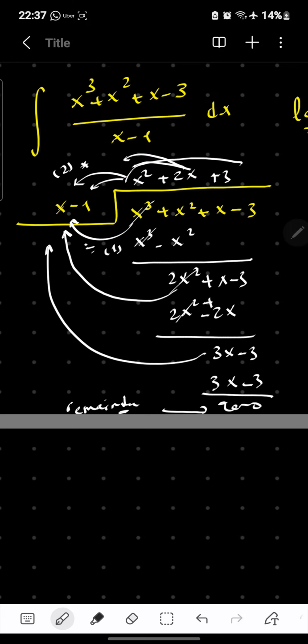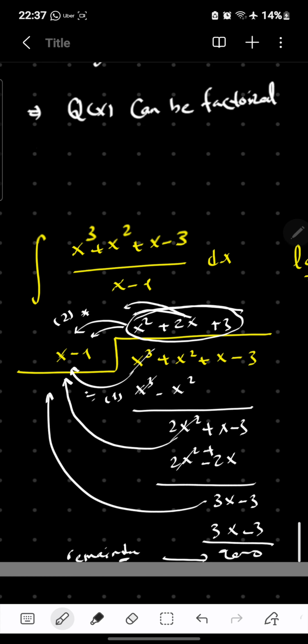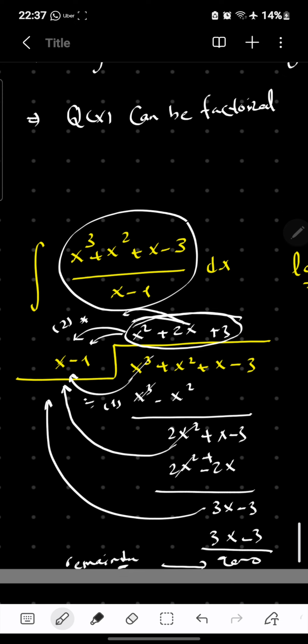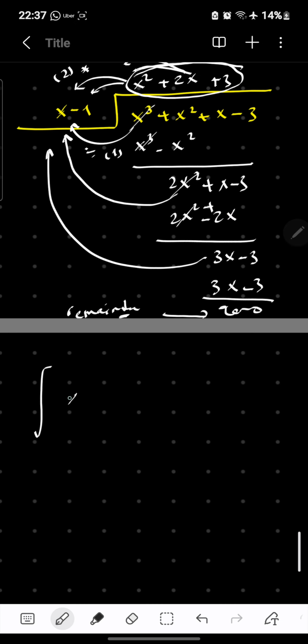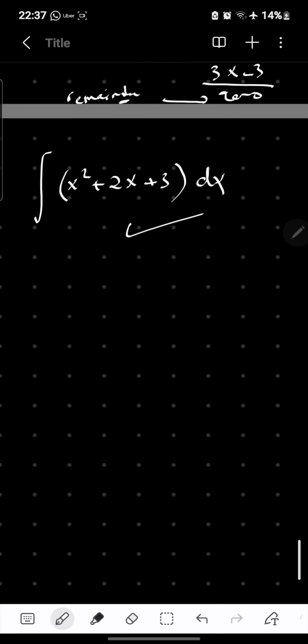Here is the result, or the quotient. Now, if we divide x power 3 plus x squared plus x minus 3 over x minus 1, we get the result. So we can get rid of all this fraction and write only x squared plus 2x plus 3 dx, and you can already solve this one. This is if you have a fraction that the higher power of the numerator is more than the degree of the denominator.